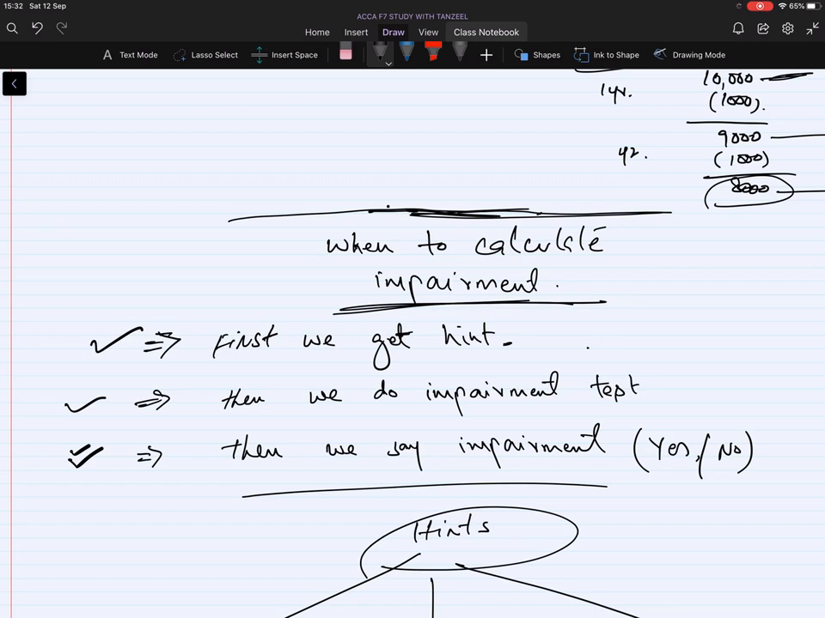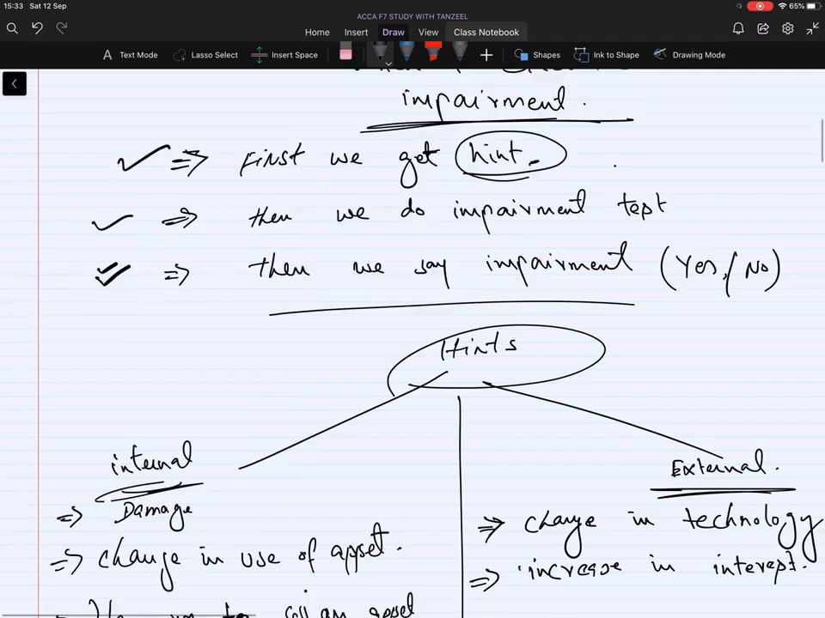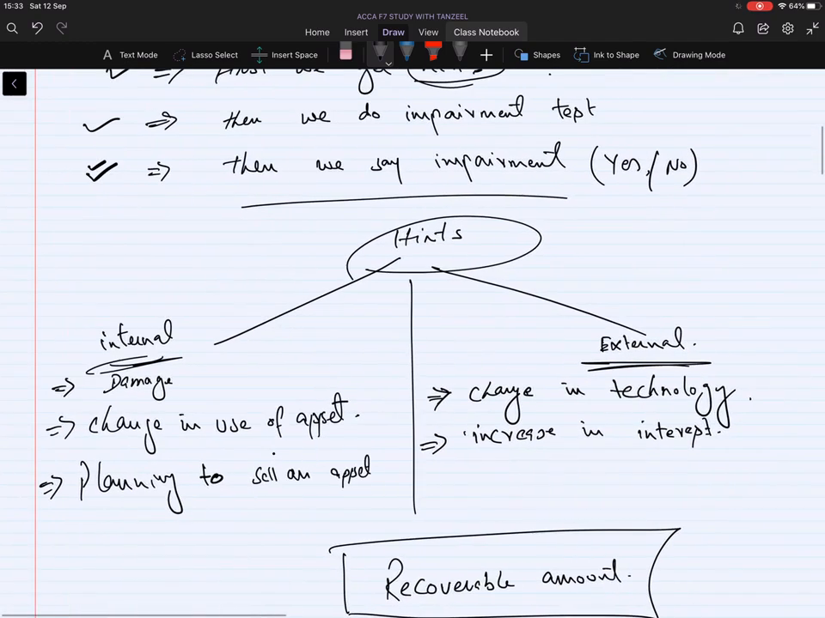So what is a hint? A hint means you get the idea that you might lose net book value, that the price of my asset might be reduced. First is the hint. Once we get the hint, we go to the asset and do the impairment test, and then we say yes, impairment is here, or no, there is no impairment. There are two kinds of hint factors: one is internal and one is external.